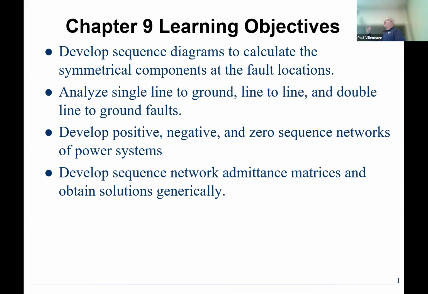Then we'll actually start to build sequence networks. So this is the next step: we have the individual diagrams, and we're going to take those individual diagrams for different components and connect them in a way based on how the actual electrical network is configured. And then we'll do the same thing we did with the superposition approach, right? We'll solve for Y-bus for each of the sequence diagrams. We'll find Thevenin equivalent impedances. And then we can do things generically.